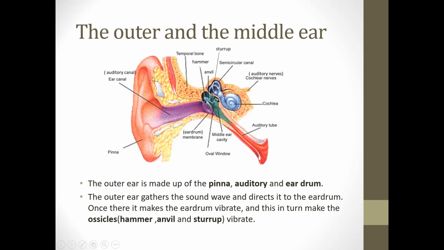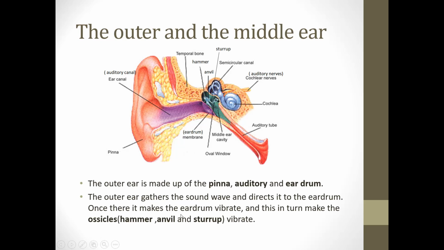So, what's the role of the pinna? The role of the pinna is to gather the sound wave, and the role of the auditory canal is to direct it to the eardrum. When it reaches the eardrum, it starts to vibrate. Who will start to vibrate? The eardrum. So the outer ear gathers the sound wave and directs it to the eardrum.